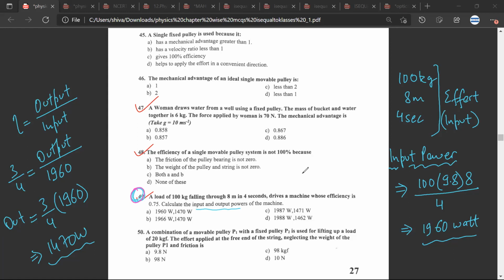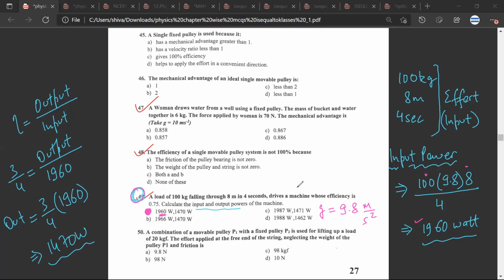So power is W upon T, and W can be written as force into displacement. Force can be written as effort. So effort into displacement upon T. So 100 into 8 upon 4. But you have to convert kg to Newton. In the conversion, we are taking g as 9.8 meter per second square. So 100 into 9.8 into 8 upon 4. So the final answer would be 1960 watt. So that would be the input power. Therefore, the correct answer would be A.